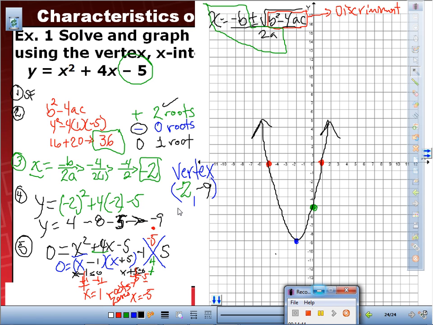All right. So let's see. Once again, standard form, yes. Discriminant to find out how many roots, yes. Use the front part of the quadratic formula to get our x value, yes. From there, substitute into the original equation. We get our y value for the vertex. There it is. Next, we solve the quadratic equation to get our roots. There it is. Step 6, we graph. There it is.